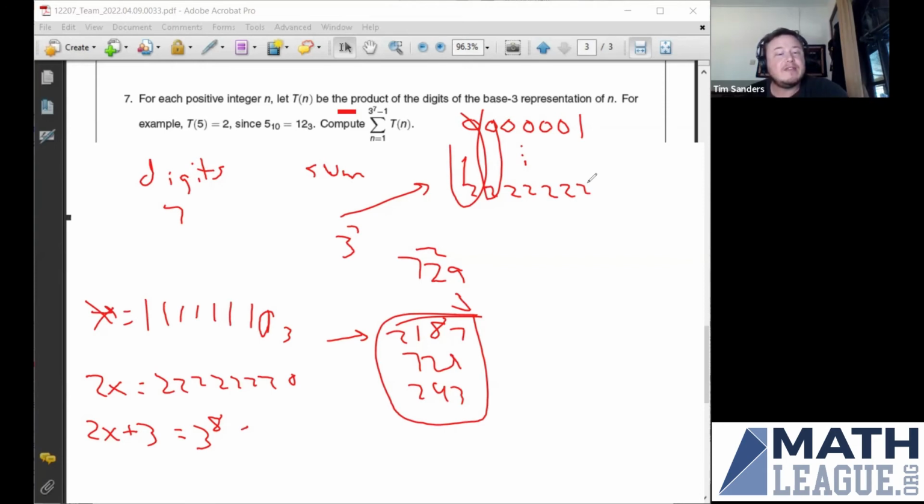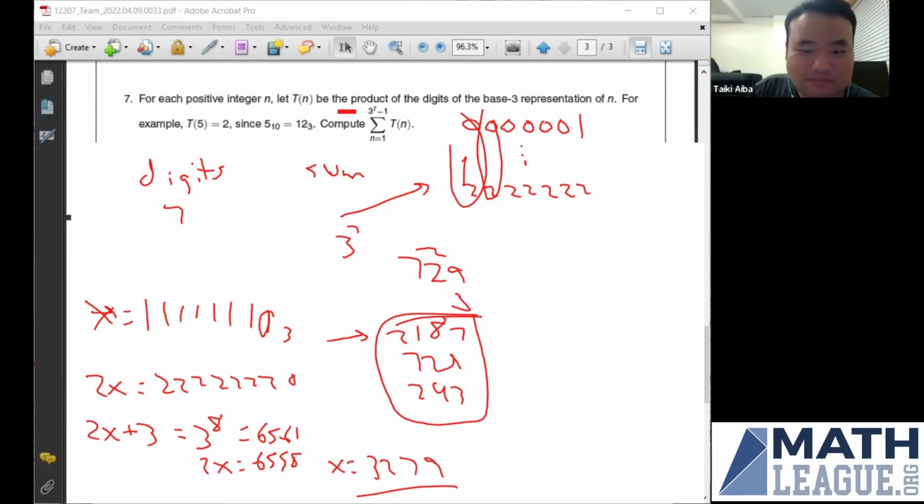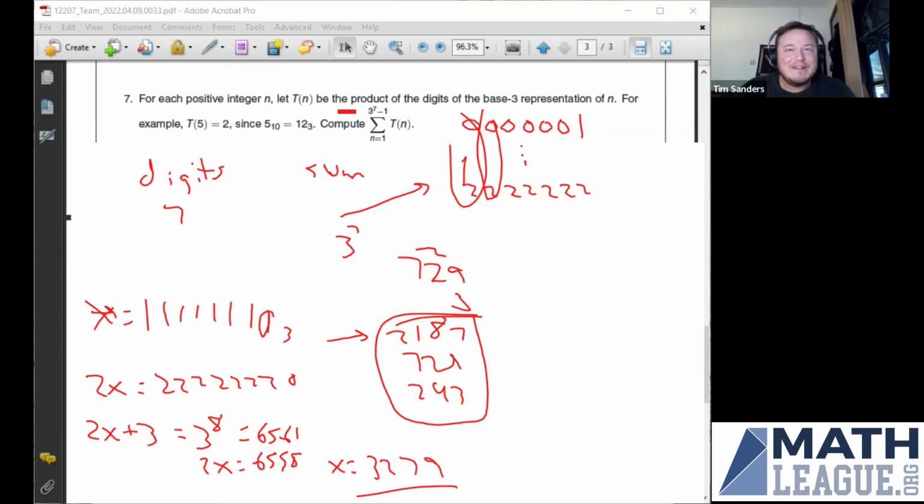And we know that 3 to the 8th is 6561. Subtract 3, we get 2x equals 6558, and x equals 3279. Got it. And that is the answer that they gave. Awesome. I like that. That was some teamwork there. Good stuff. Okay. Let's keep going.